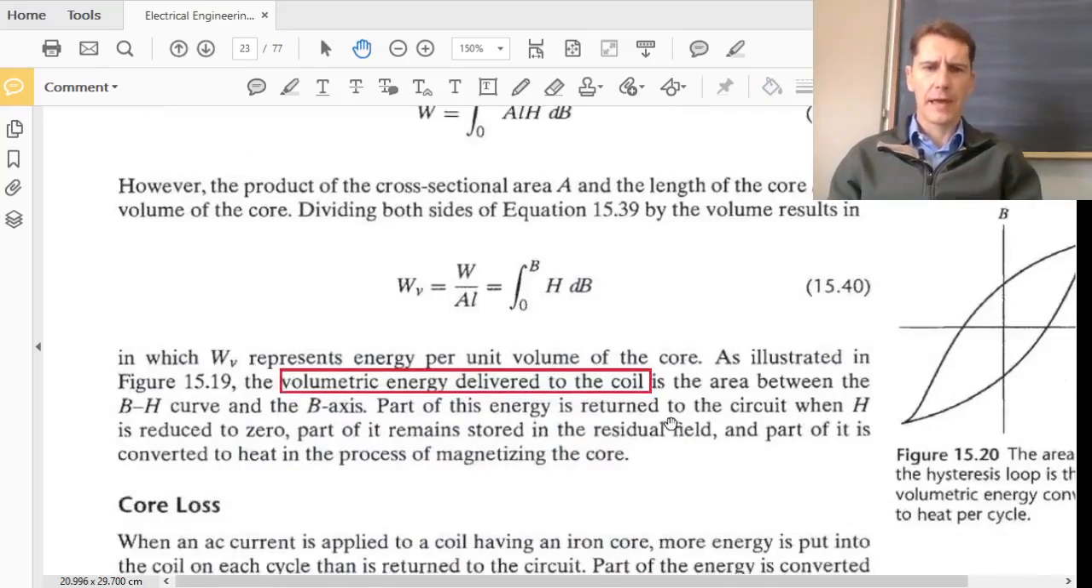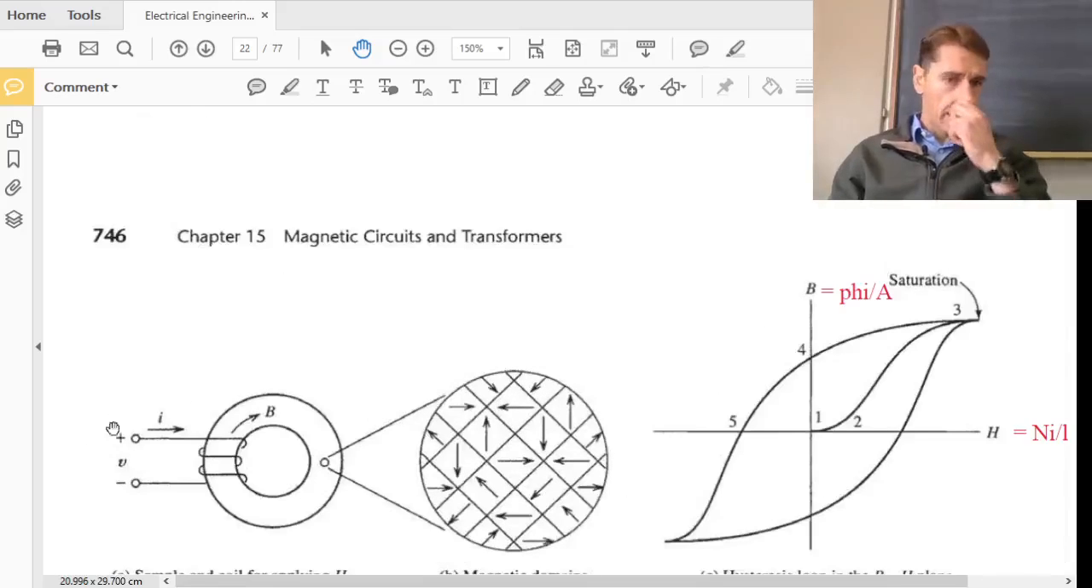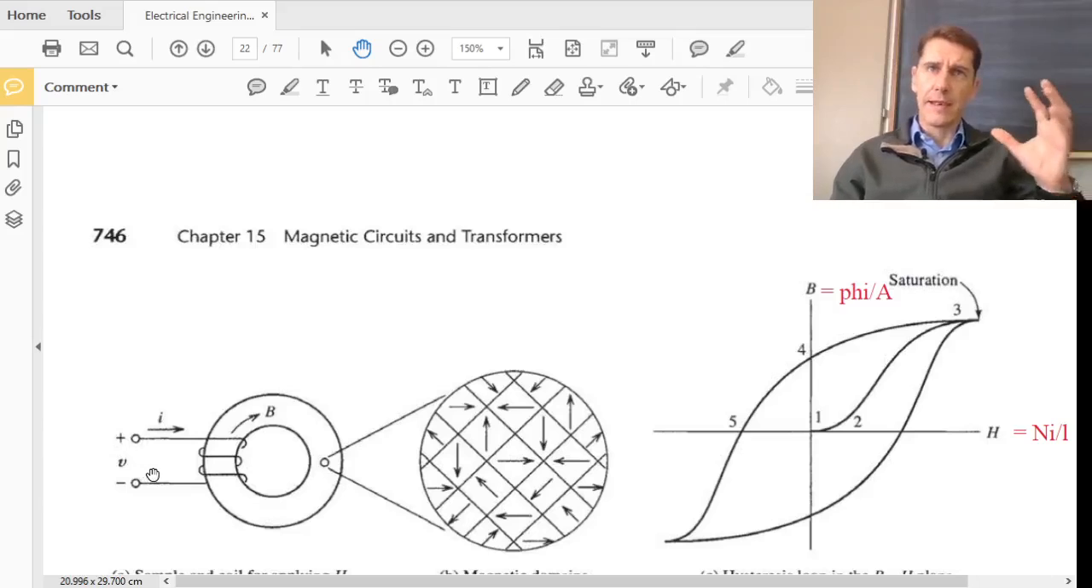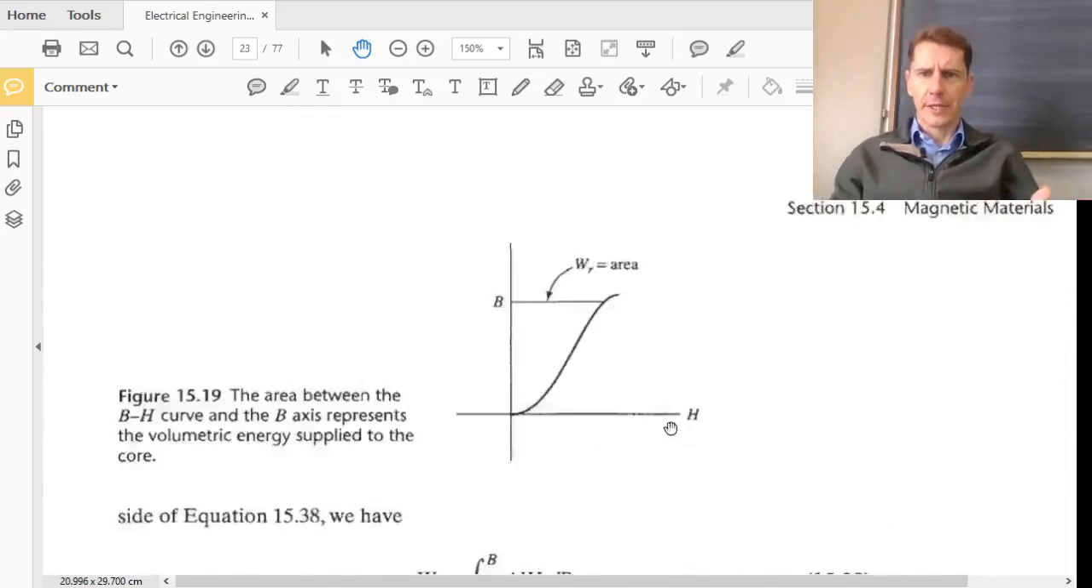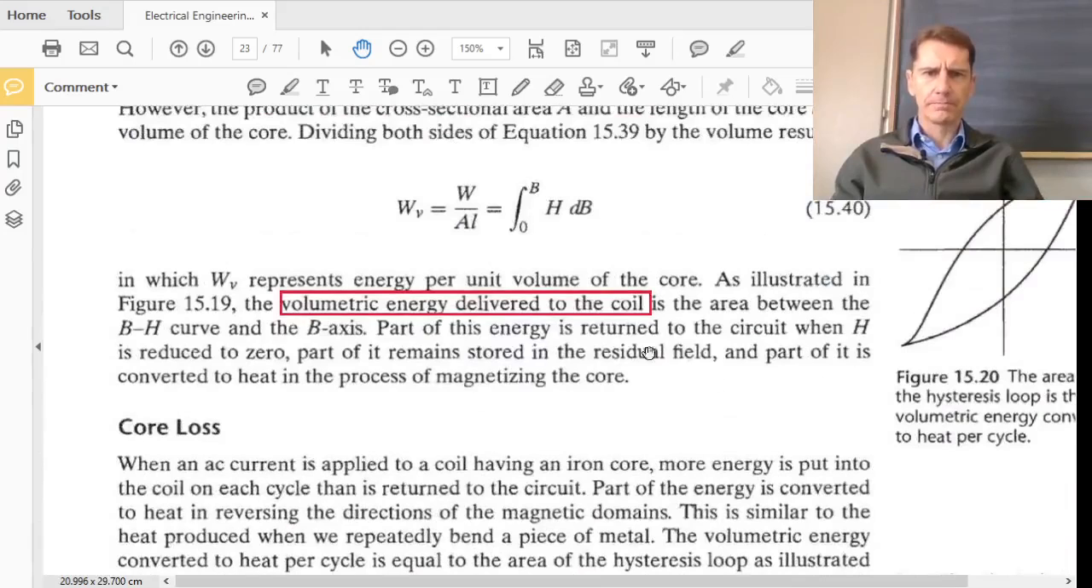But that energy can be broken up into a few pieces. So we've got electrical energy coming in. That's what we calculated. That integral, or that volumetric energy, is how much energy I'm delivering through my coil. But that energy then gets divided into a couple of things, and they list those here as well.